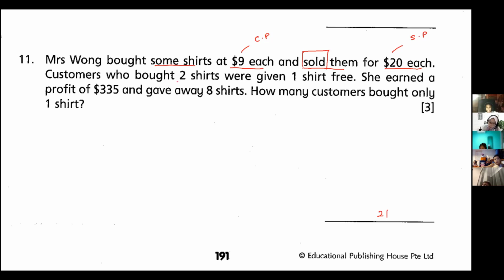Customers who bought two shirts were given one shirt for free. She earned a profit of $335 and she gave away 8 shirts. These 8 shirts are the free t-shirts just now, because if a customer comes and buys two t-shirts, she will give one for free. Buy two, get one free. That kind of sale.